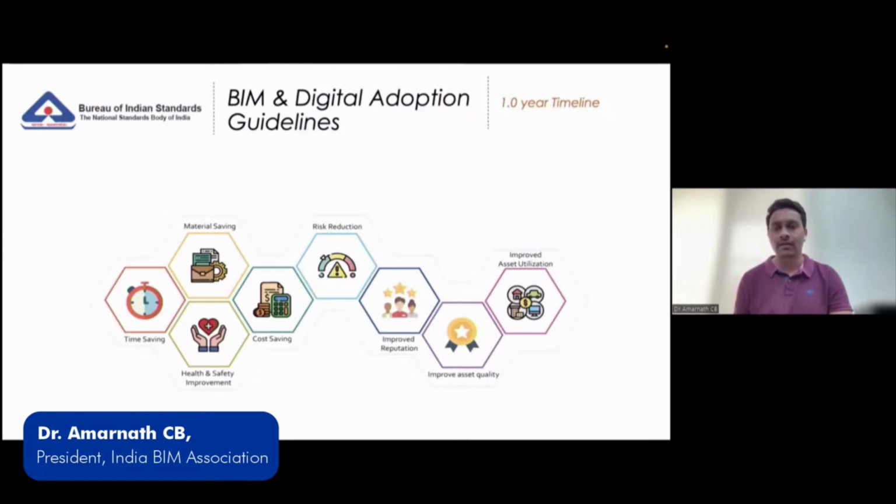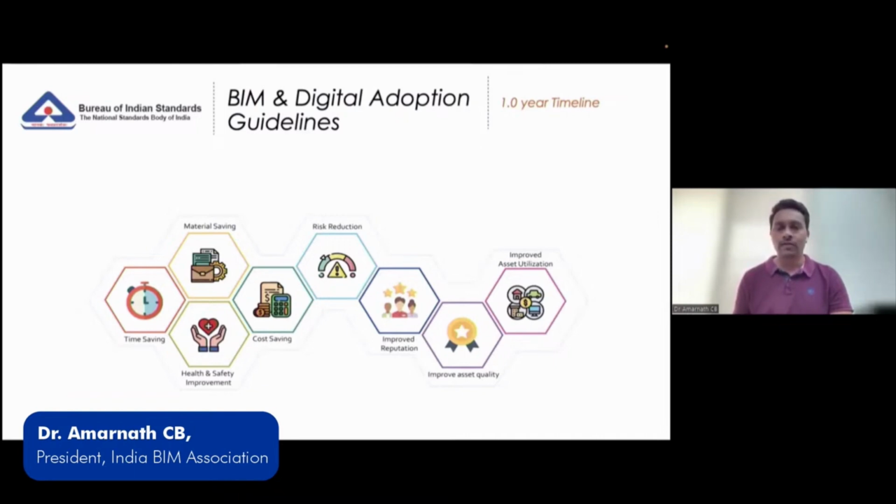The key agenda of these guidelines is to help the appointing party, which is owners, and then the lead appointed party, which is contractors, and the third category, the appointed parties, who are the service providers for these projects. So these guidelines will be supporting each of these parties in enabling BIM in their projects.